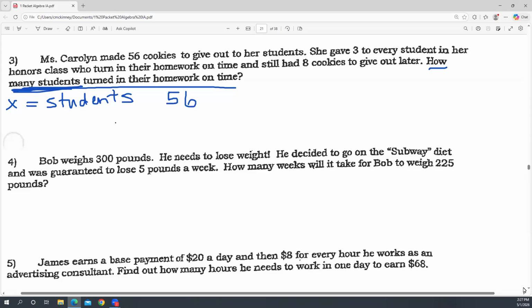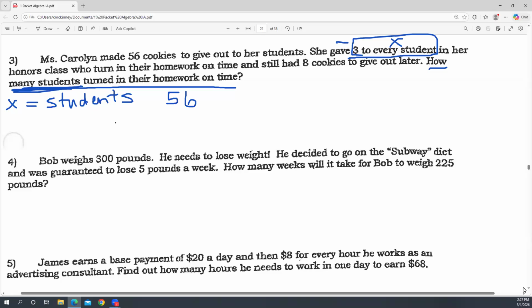She gave, so to give to her students, but there's no number close to that student, so that doesn't really help me. She gave 3 to every student. Oh, here we go. Every or each, that helps me know where my X belongs. And she gave them. So would that be adding to the 56 cookies or taking away from the 56 cookies?